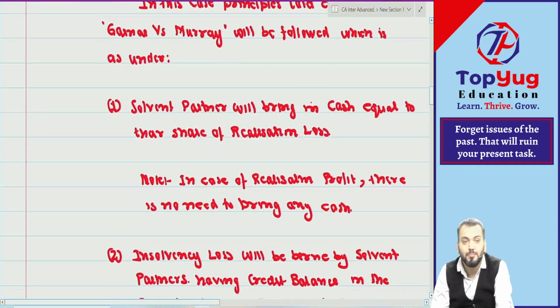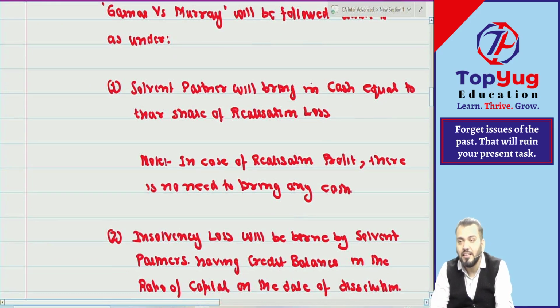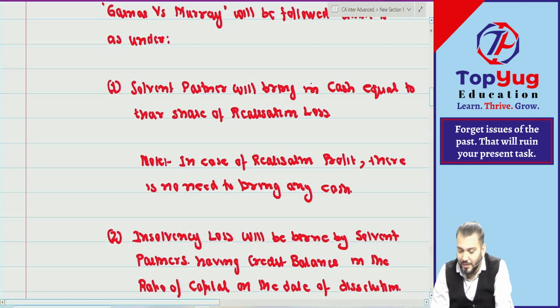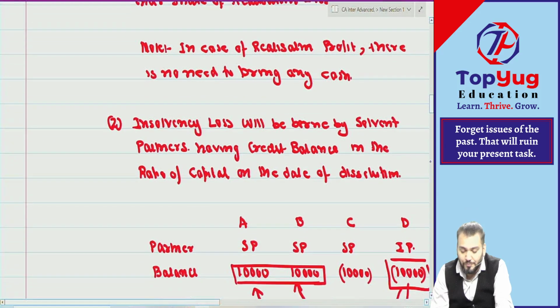They have given how many principles? Two principles. First is what? Solvent partner will bring in cash equal to his share of realization loss. Correct? It means we need to prepare realization account, find out realization loss or realization profit. In case of realization profit, nothing will be done. In case of realization loss, the amount equal to the share of realization loss will be brought in by the solvent partner. Okay, correct. Then what is the second rule?